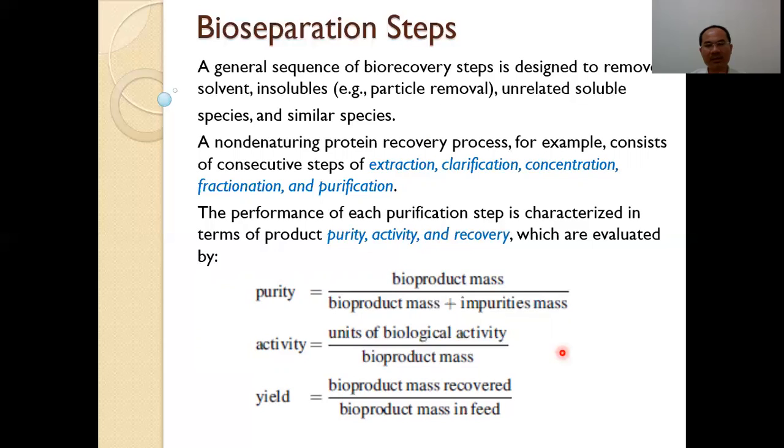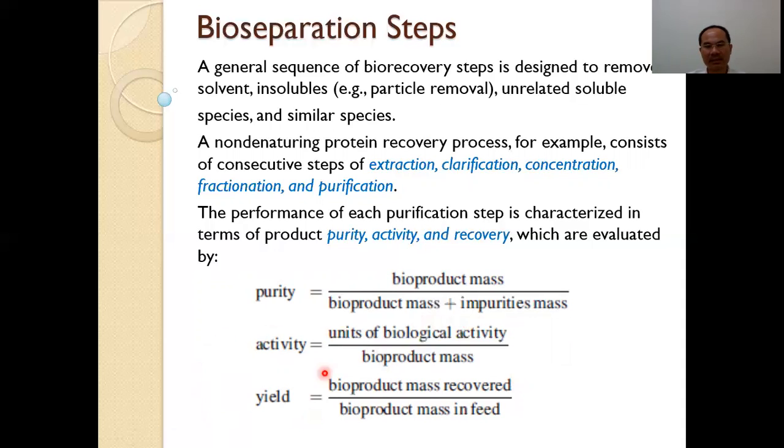And the second one, activity. Maybe we talk about the unit of enzyme, unit of yeast, meaning mass of enzyme, mass of yeast. It equals the units of biological activity per bioproduct. Mostly the unit of biological activity, we talk about units of enzyme, mass of enzyme, something like this.